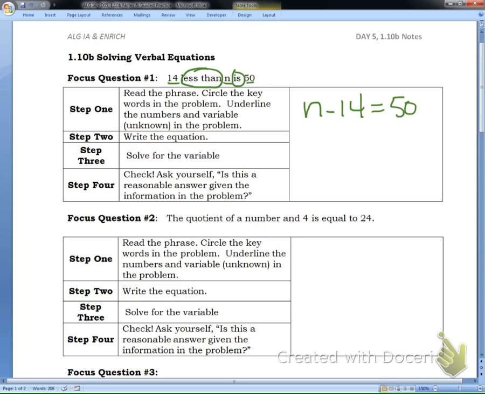Step 3, we need to solve for the variable. To solve for the variable, let's first identify each one of the terms in the equation. Put a circle around your variable terms and a square around your constants. Just put on those training wheels so that we know what to do. So you should circle the variable n. Put a square around your negative 14, don't forget that sign there, and a square around the 50. The negative 14 and the 50 are constants, so that's why we give them squares.